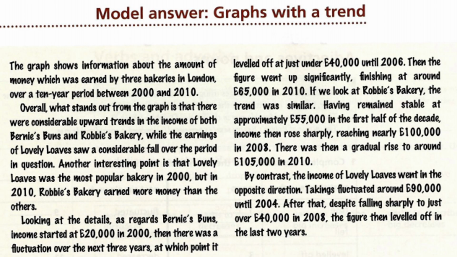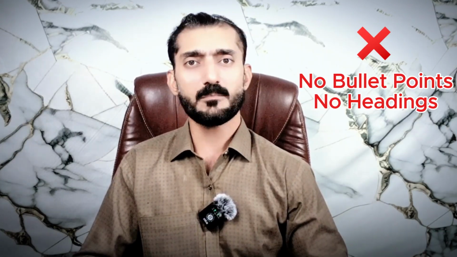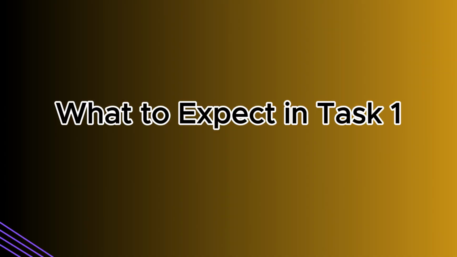Task 2 is essay writing, where you respond to a topic given in the form of a statement, argument, or a problem with a proper essay of 4 to 6 paragraphs, writing minimum 250 words in about 40 minutes. Both of these tasks must be written in full sentences and paragraphs using a clear and formal style, without making any bullet points or headings.